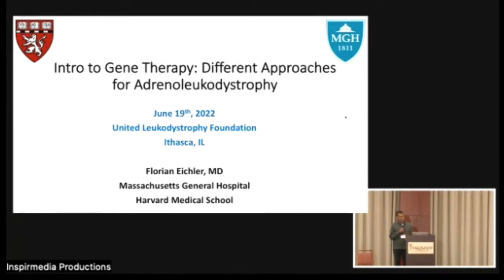We will be focusing mostly on adrenal leukodystrophy and highlighting two different approaches to gene therapy. And the goal of this session is a simple one, that you can distinguish between these two different types of gene therapy. And there'll be a quiz at the end. No, just kidding.